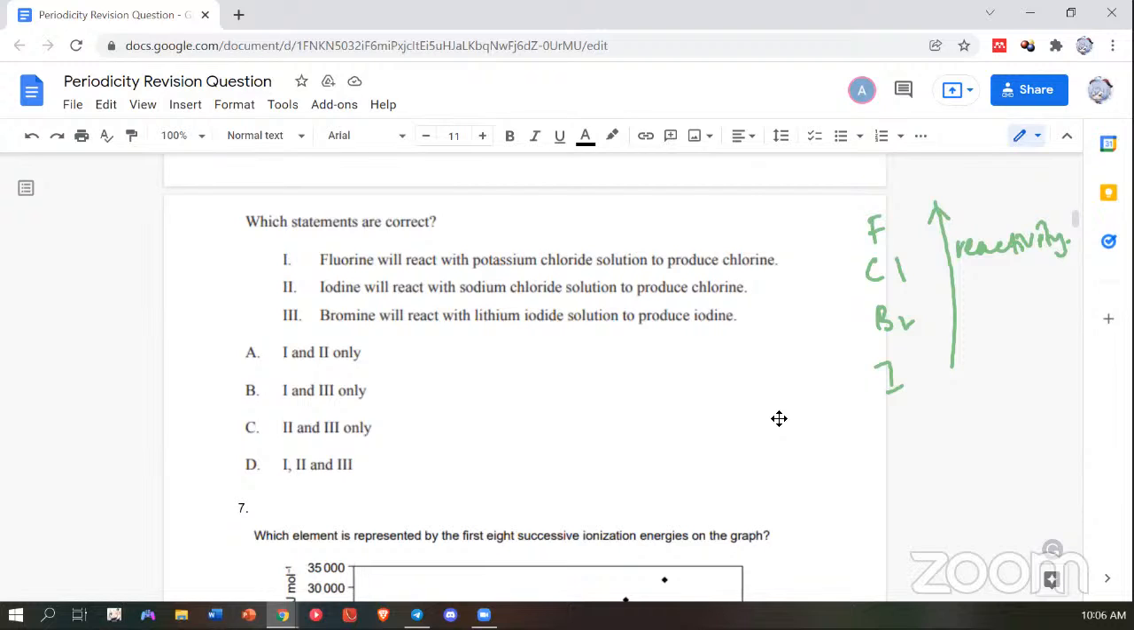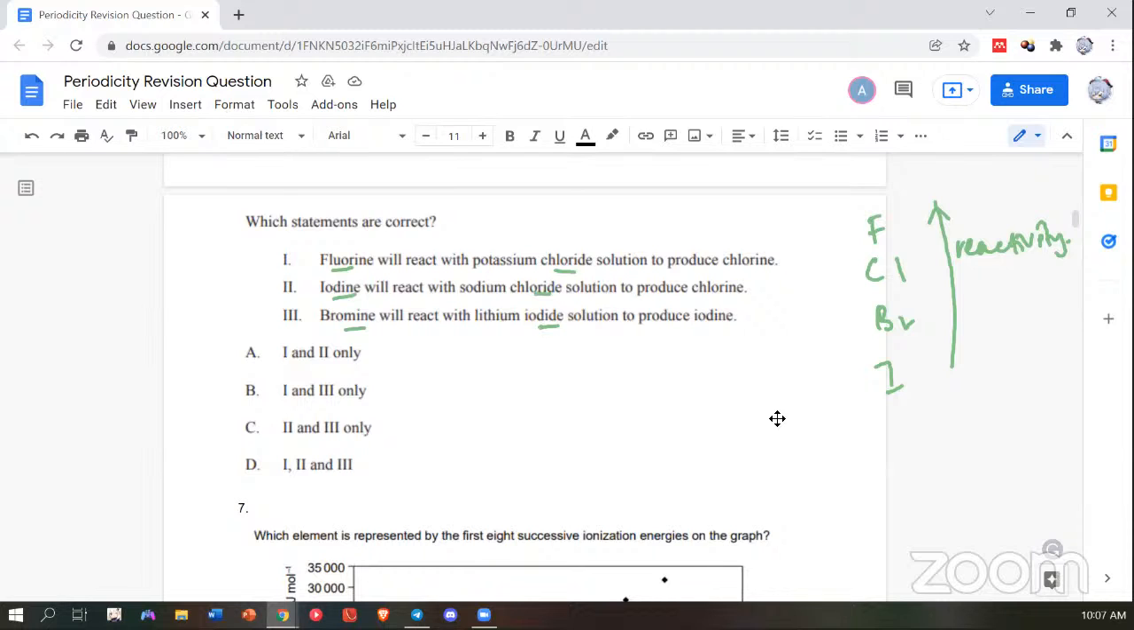And then bromine will react with lithium iodide. Kita tengok iodide. Bromine, iodide. So bromine lagi atas pada iodide. So dia akan react dan dia akan produce iodine. So jawapan kita adalah 1 and 3. 1 and 3 is B.